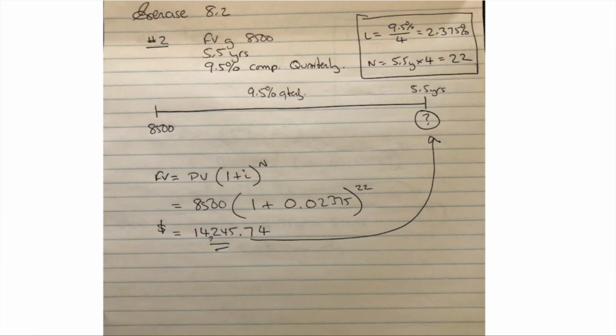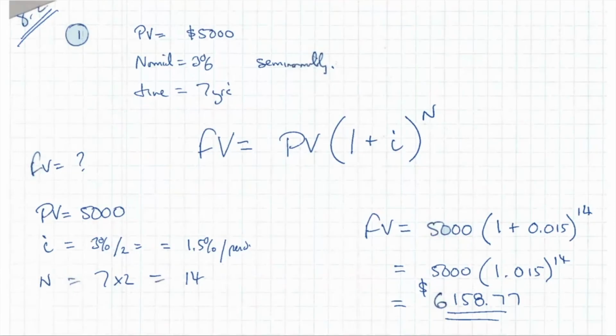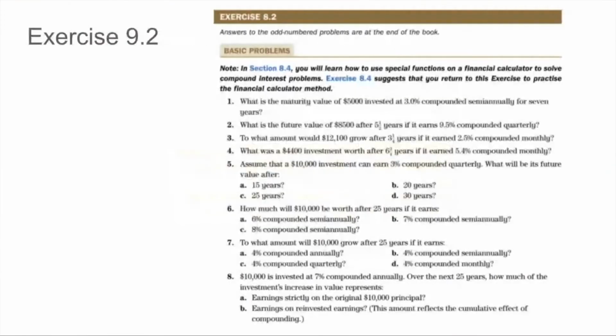See how I did that? Well, let's look at number 3. I'll get you guys to do 5 and 7. To what amount would 12,100 grow after 3.25 years if it earned 2.5% compounded monthly?